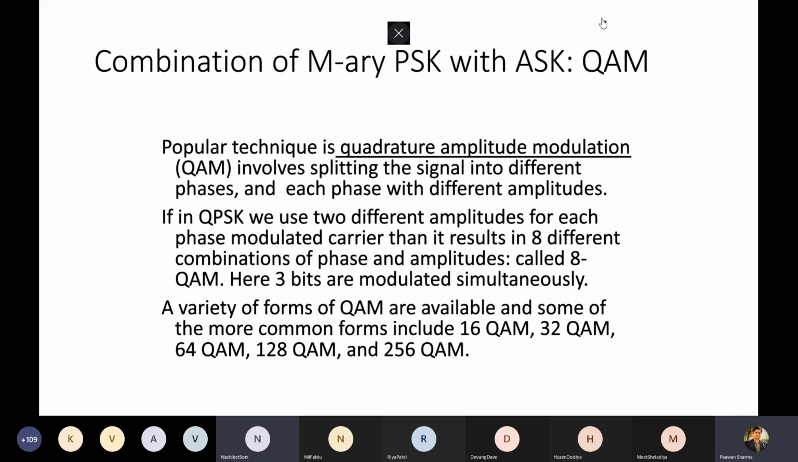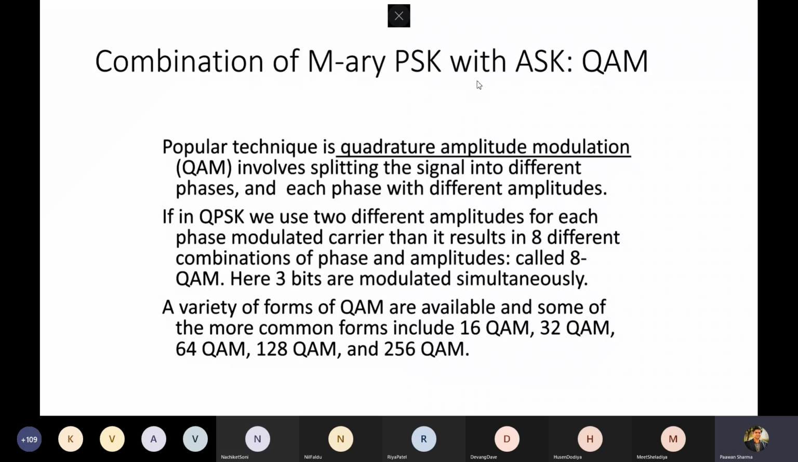Yes, sir. Okay. I understand today is a heavy information flow for digital communication, but we'll finish at this QAM. We'll take it in much more detail next week. Don't worry, but just understand QAM is a combination of two digital carrier modulation techniques: one is M-ary PSK, one is ASK.